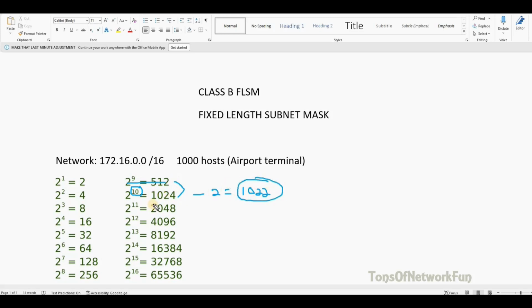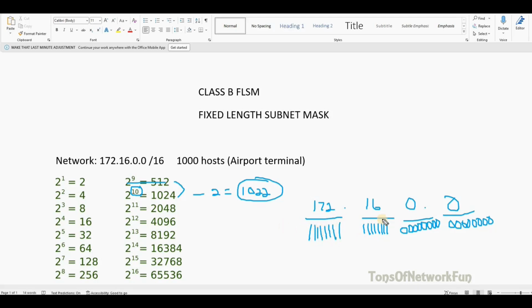So how are we going to find out the block size, IP addresses per subnet and all that? The next thing we need to look at is 2 to the 10. We can straight away tell that from this we are keeping 10 host bits. What I mean by that is, if you write it down like this, 172.16.0.0, you have 8 zeros here, 8 zeros here, and you have 8 ones. This has already completed the network portion, because they're already filled.